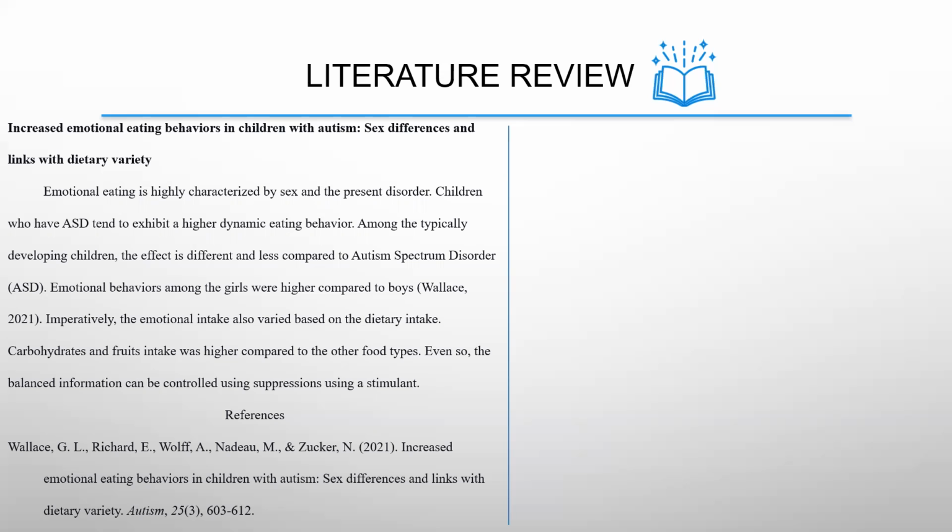And this article also talks about how children with ASD tend to reach more for those sweet foods than those salty foods when they are under stress or when they have high demands, and they do reach for the sweet food instead. And therefore, they have a decrease in the consumption of more healthy food like vegetables.